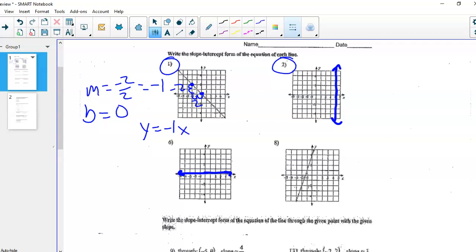You can add plus 0, you don't need it. Or -x, add plus 0, but you don't need it. Your slope, simplify this, you get -1.